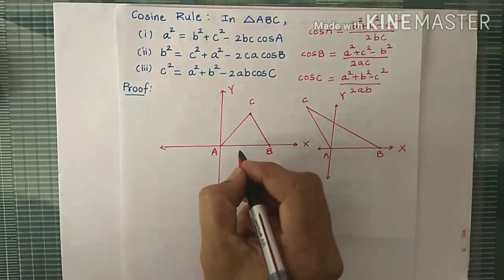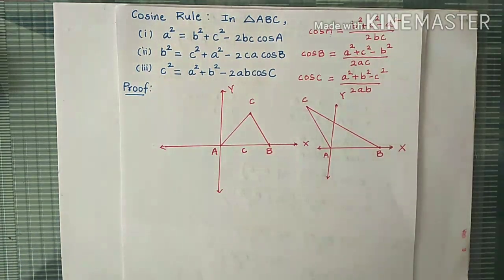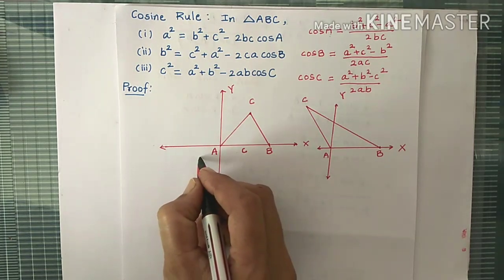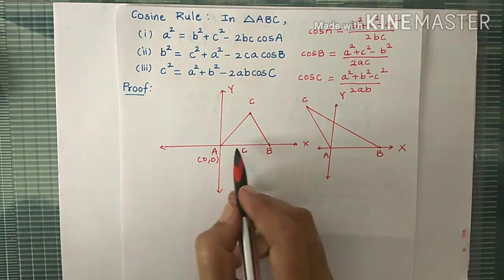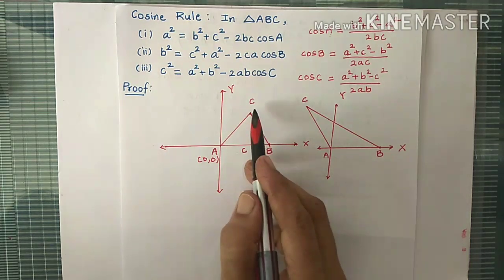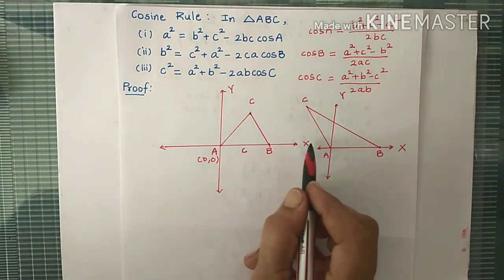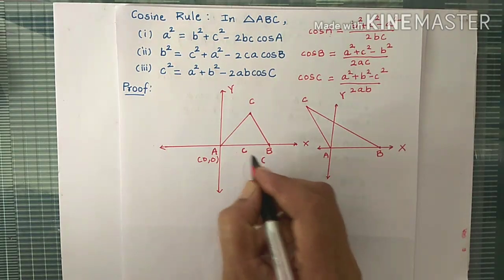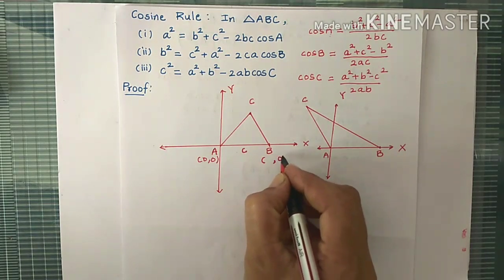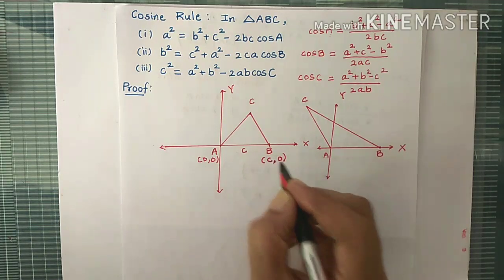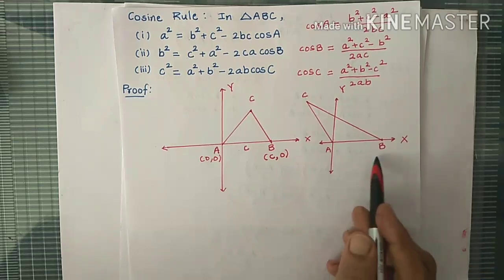So this length AB is c. So the first step is to draw this diagram. Now the second step is to find the coordinates of each vertex. So A is at the origin, so A is (0, 0). Now length AB, by our convention, is opposite to angle C, so that's why we denote it by small c. Now B lies on the positive x-axis and length AB is c. Since it is on the x-axis, its y coordinate is 0 and length AB is c. So it is (c, 0). In this diagram also you can draw the same.